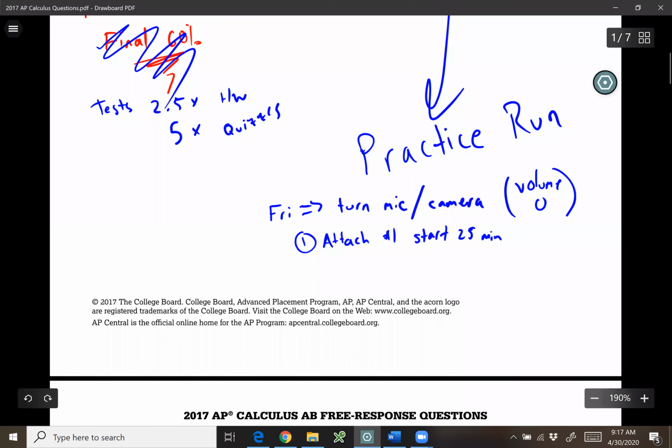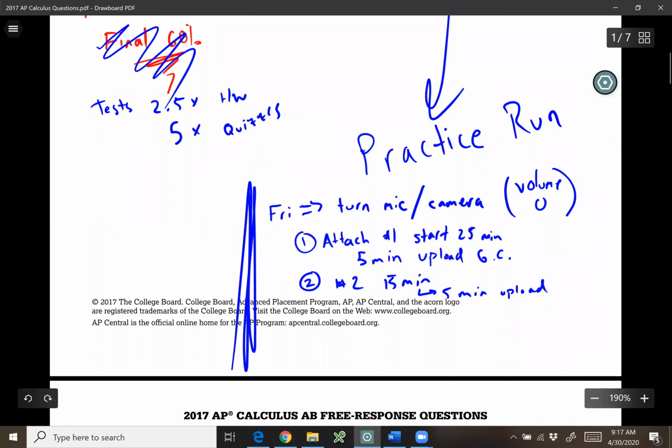I'll put the timer on my screen so that you guys can be looking at the Zoom for the timer. When the timer goes off, you'll have 5 minutes to upload it to Google Classroom. And when that 5 minutes is up, you'll get number 2. And then you'll have 15 minutes. And when that timer goes off, you get 5 minutes to upload. And so that's kind of the format of the exam.